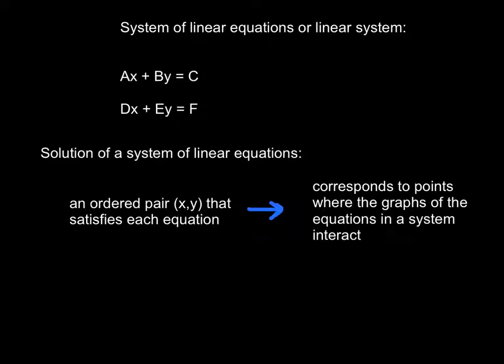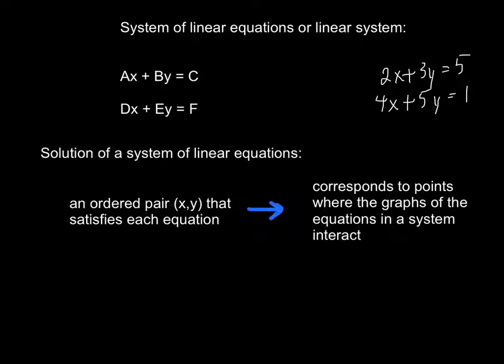So first of all, let's just define a system of linear equations, or a linear system, and that is a system of two equations having the form of ax plus by equals c and dx plus ey equals f. So this can really take the form of anything, so we could have 2x plus 3y equals 5, and then 4x plus 5y equals 1. Any constant that is not 0 can take a, b, c, d, e, or f.